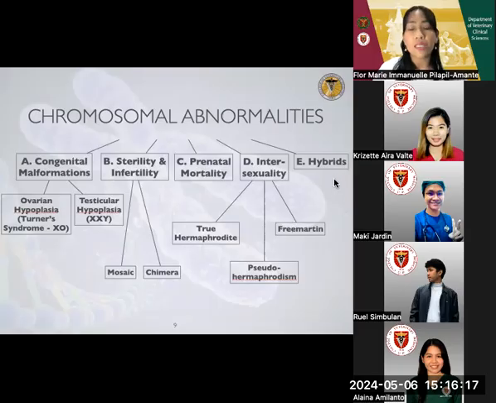And then hybrids. Normally we have successful hybrids such as with the horse and the donkey, but sometimes other species will not have successful hybrids because their chromosomes are not compatible. For example, we do not have any successful hybrids coming from cattle and buffalo because of the difference in the number of chromosomes, okay?